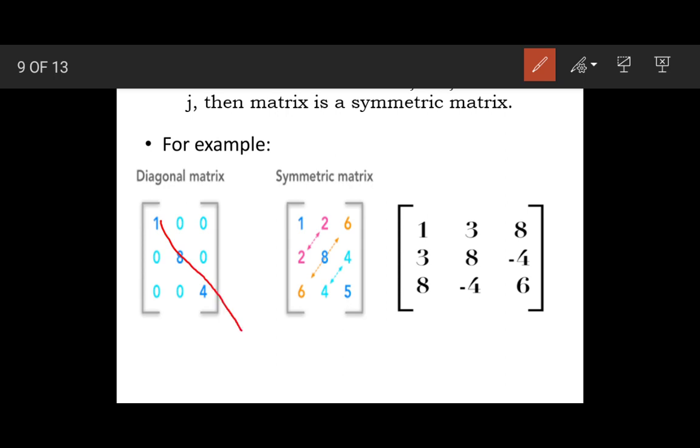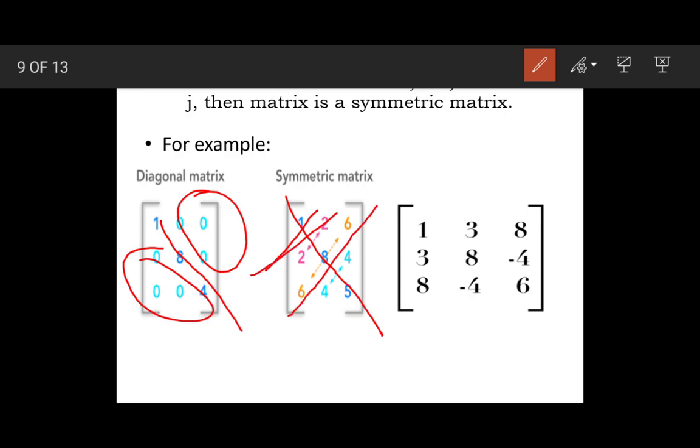This one is a diagonal matrix, right? Because there are only diagonal elements and non-diagonal elements are 0. So this one is known as a diagonal matrix. Now in symmetric, these are diagonal elements, right? So leave the diagonal elements and see these elements, the cross elements, right? So the cross elements will be same: 2, 2, 6, 6, 4, 4.